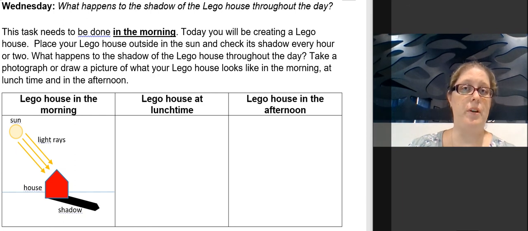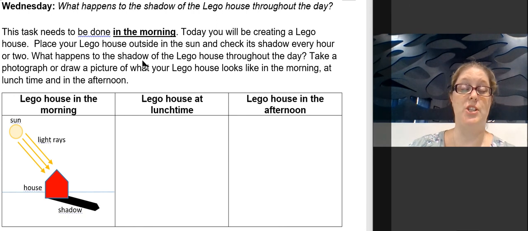It's very important to make it a fair test, meaning that you have to put the Lego house back in the same spot every time you go out at lunchtime and in the afternoon as well. And that way you're able to see how the shadow changes throughout the day. So you're going to check it every couple of hours. So you might want to do it maybe 9 o'clock in the morning, and then midday or 12 o'clock, and then maybe around 3 or something like that as well.